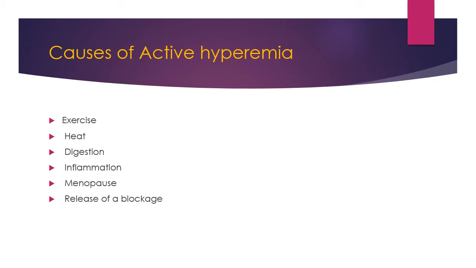Then release of a blockage. Hyperemia can happen following ischemia, which is poor blood flow to an organ. Once the ischemia is treated, blood rushes to the area. This is one cause of hyperemia. These are all causes of active hyperemia.